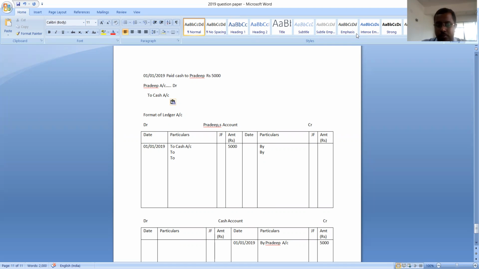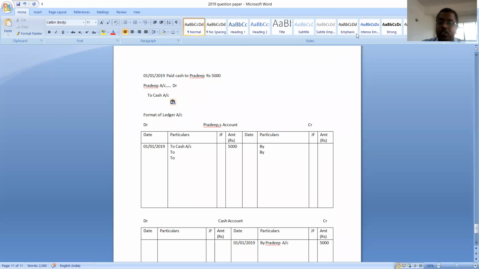format of a ledger. First of all, ledger is a book in which all similar kinds of transactions are recorded in order to ascertain the result of the business. That particular book is called a ledger. Ledger is actually an account in which we will record information about a particular person or a particular thing. And at the end, we'll get to know the status of the business by preparing the ledger account. This is the meaning of ledger.